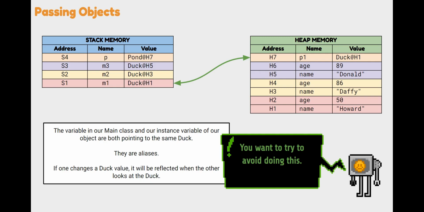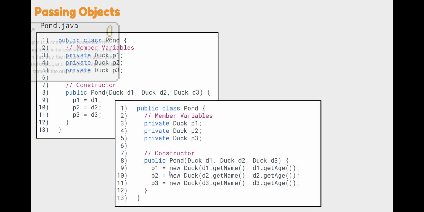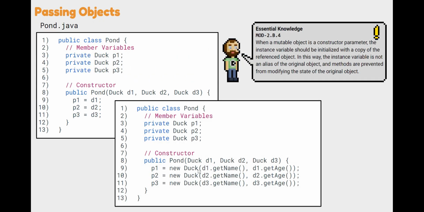You usually do not want to make aliases of your objects. It becomes difficult when two things point to the same object, keeping track of which one you want to actually reference and be able to change the original duck. So the pond constructor is going to get a duck reference. We don't want to just assign the member variable that duck reference. What we want to do instead is create a new duck using a copy of the values of the duck that was sent to us.